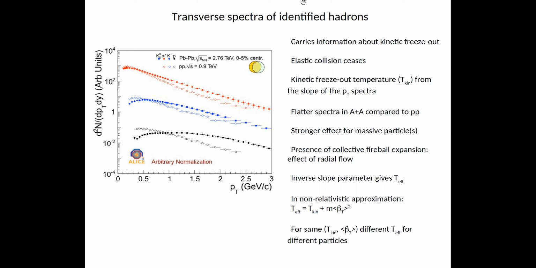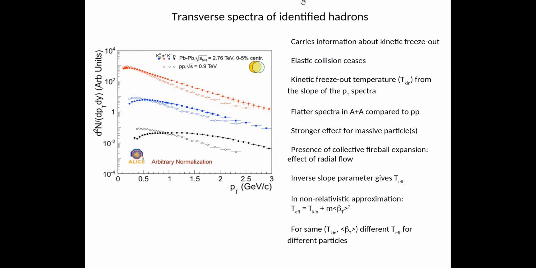Why? Because you have an expanding medium. This e to the power minus mT by T or e to the power minus pT by T is valid for a static medium. But what we have is a medium which is in thermal equilibrium, but at the same time it has a collective expansion velocity. That means the medium as a whole is expanding. As a result, what we have basically is the emission from a boosted thermalized source.